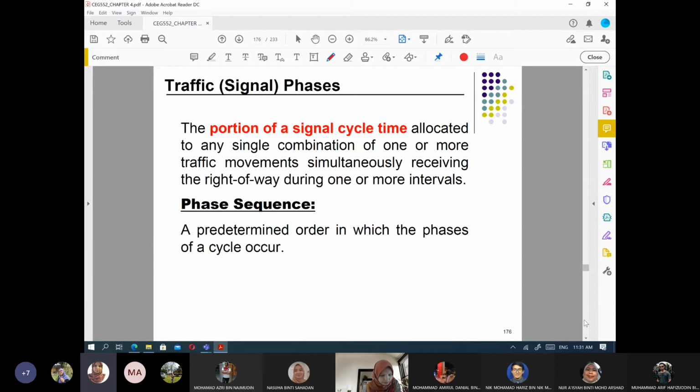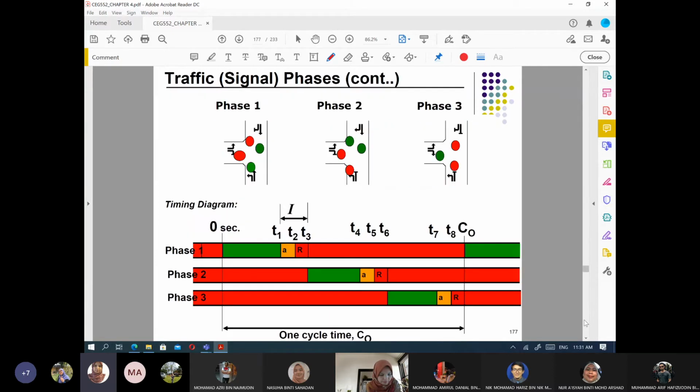Phase sequence. One or more traffic movement, right of way, ini tak ada apa. Okay, this is showing you how does the traffic phase operate. At the end of the calculation, when the question asks you to go for this traffic signal diagram, you need to have this in your answer lah. Kalau dia tanya sampai sini, kalau tak you dah boleh stop sampai you kira lampu hijau, lampu kuning, lampu merah. Kalau dia nak biasanya kan pergi sampai time diagram ni lah.